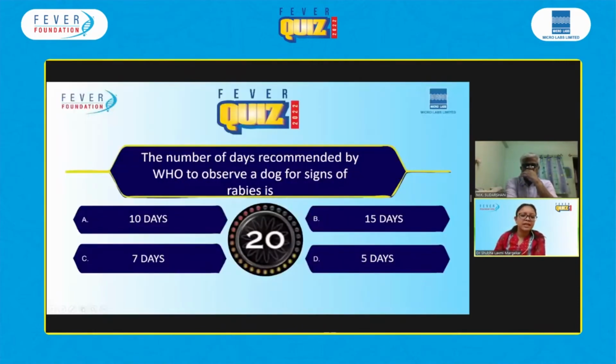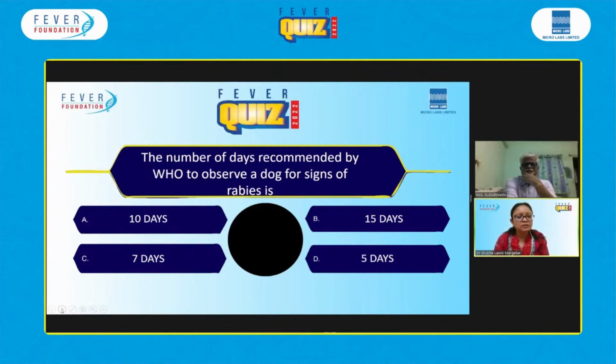Yes. The number of days recommended by WHO to observe a dog for signs of rabies is 10 days, 15 days, 7 days, or 5 days. Your time starts now. So the time is over now.